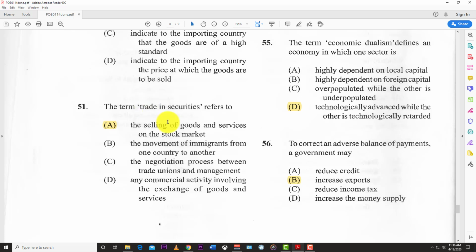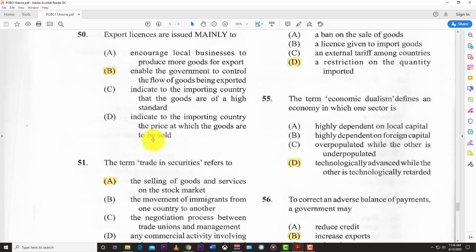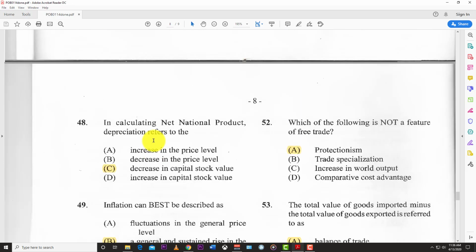51. The term trade in securities refers to, and the best answer here is selling goods and services on the stock market. That's what the stock market is all about. Trading securities, bonds, stocks, those things.